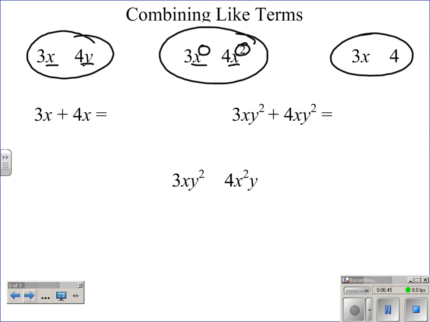To combine like terms, you add the coefficients, the numbers in front of the variables, together. Terms may have multiple variables, but as long as the terms have the same variables all raised to the same power, you can combine them.